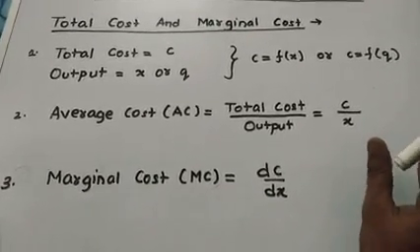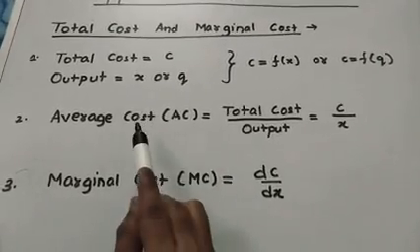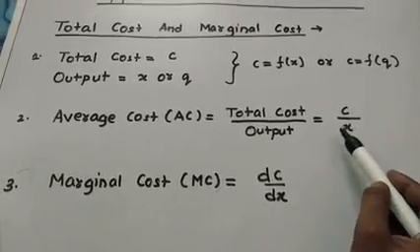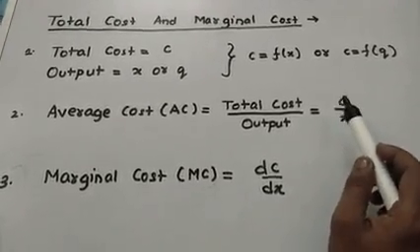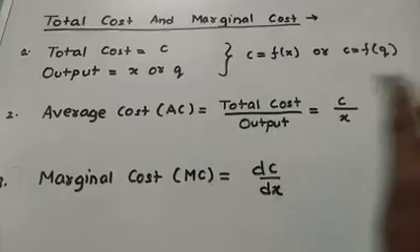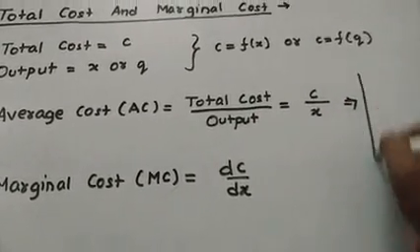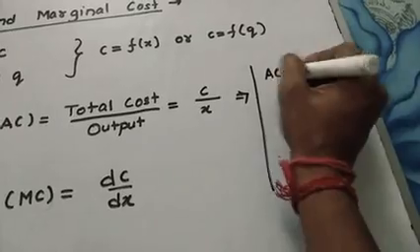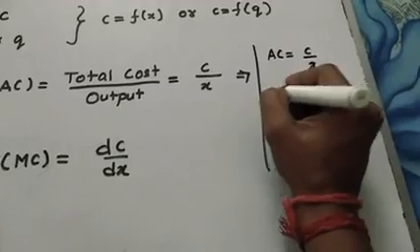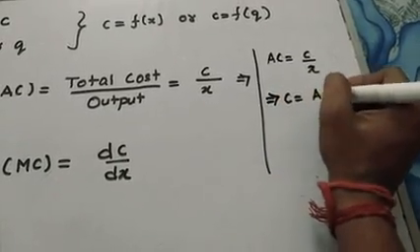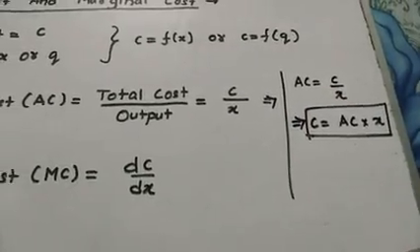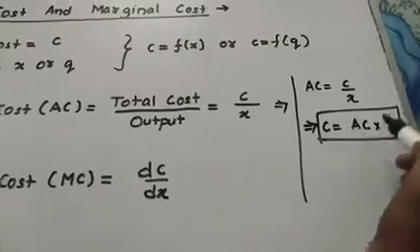Or another thing can be asked. Suppose you know your average cost and you also know your output, and the question demands finding total cost. That can also happen. From the formula, average cost is C by X, and the question demands total cost. So what can we write? C equals AC, that is average cost, into X. This can also be found from this particular formula.